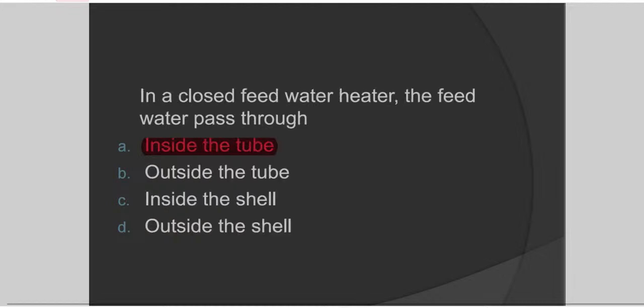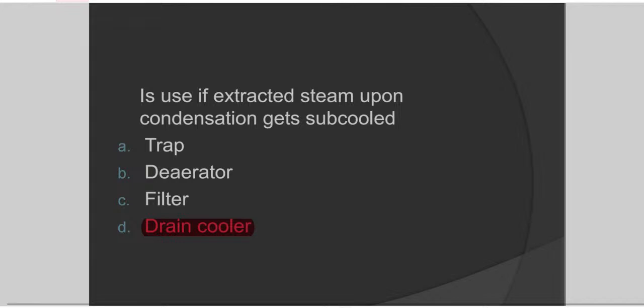In a closed feed water heater, the feed water passes A. inside the tube B. outside the tube C. inside the shell D. outside the shell. ____ is used if extracted steam upon condensation gets subcooled. A. Trap B. Deaerator C. Filter D. Drain cooler.